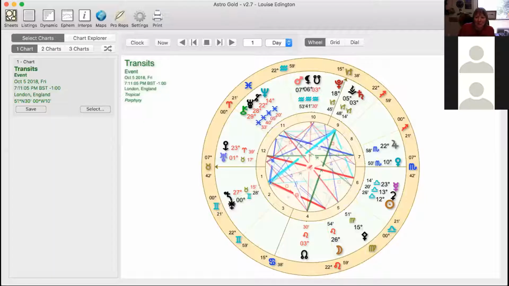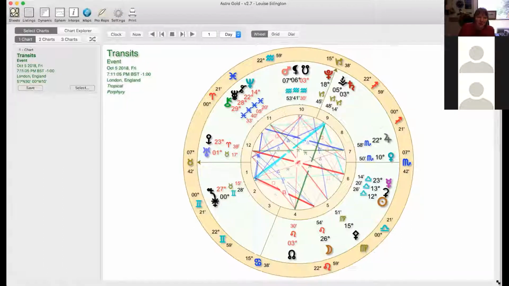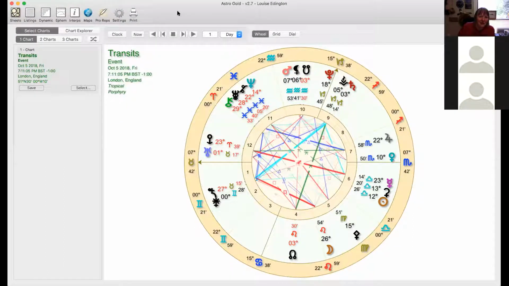I know at least one of you has Solar Fire. So I will do a little video to say how you can do a printout of transits for Solar Fire. But I'm kind of going to give you a little demo on Astro Gold, and then I'm going to talk about how to do it with the use of the ephemeris too. So this is if I can remember to do it.